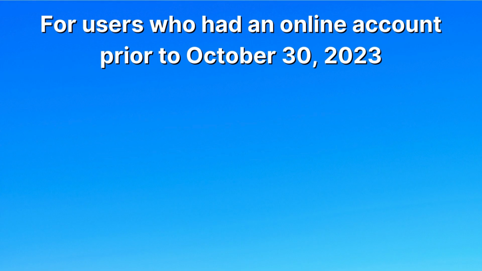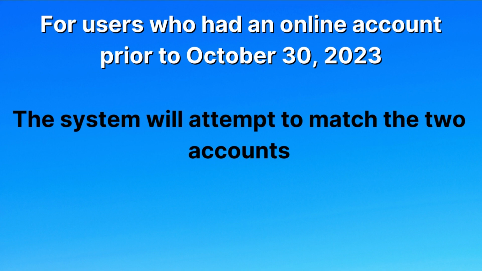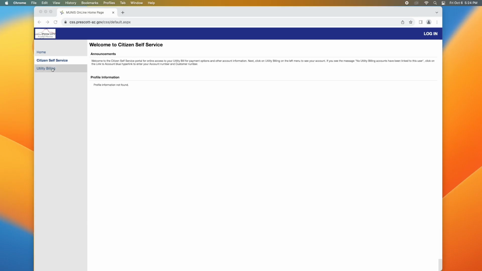Again, for users who had an online account prior to October 30th, 2023, if possible, use the same email as your previous login for your online account before the upgrade, as the system will attempt to match the two accounts. Once logged in, you will need to link your utility account to your profile.